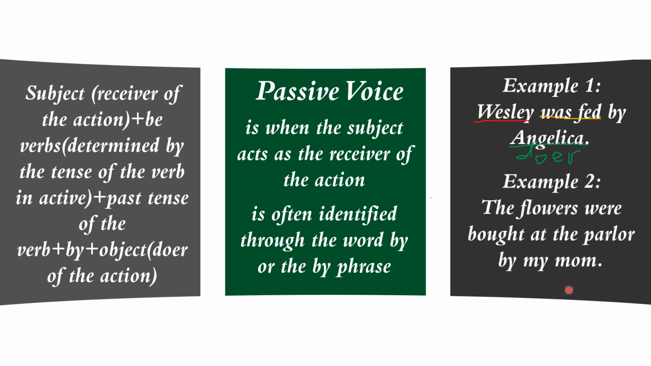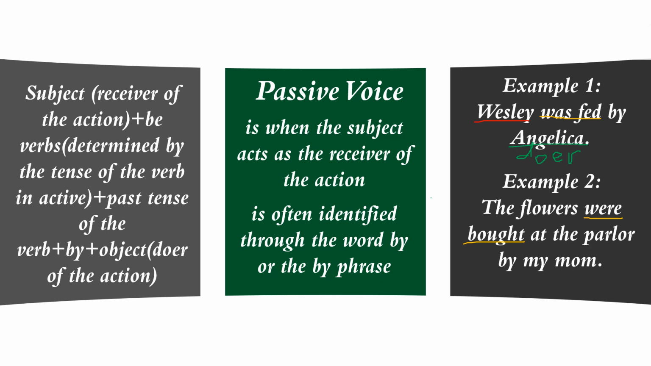But in the active voice, the doer, Angelica, would be the subject of the sentence. Another example is: the flowers were bought at the parlor by my mom. The same is true as with the first example. In this second example, we are going to identify the verb first. The verb here is "were bought". Please remember that "were" is used as an auxiliary or helping verb, and "bought" is the main verb.